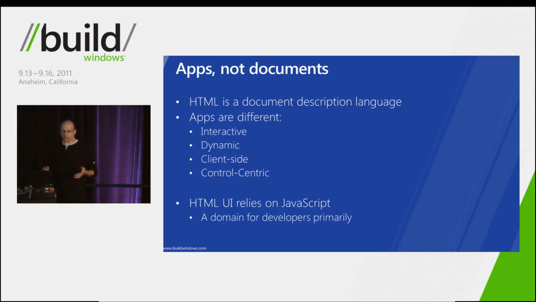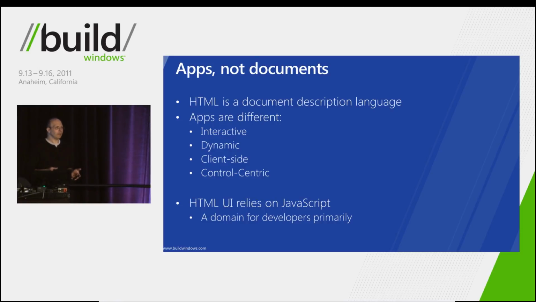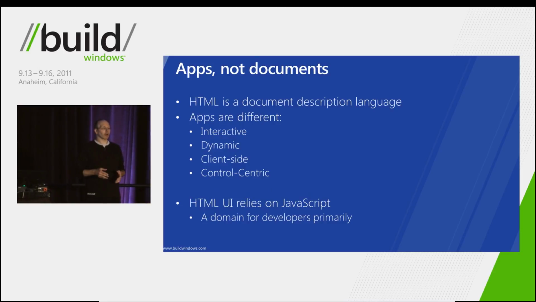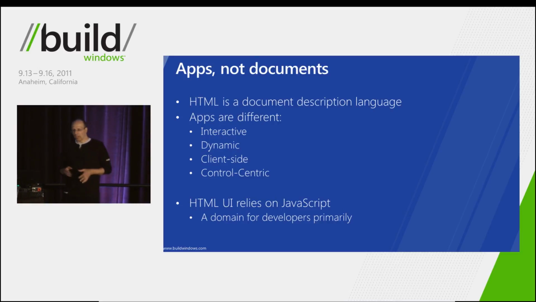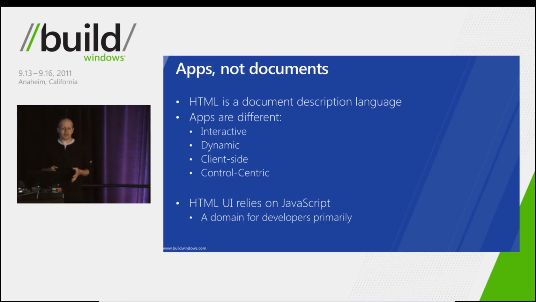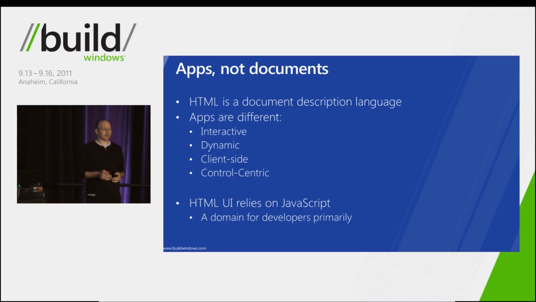Applications are different from documents. They use very different design patterns. They are interactive, dynamic. Their interactivity is client-side. And most of all, they are built around a rich framework of UI controls. Because of that different character of apps and the document-centric nature of HTML, UI for apps in HTML usually relies a lot on JavaScript. And that makes it a very code-centric domain.